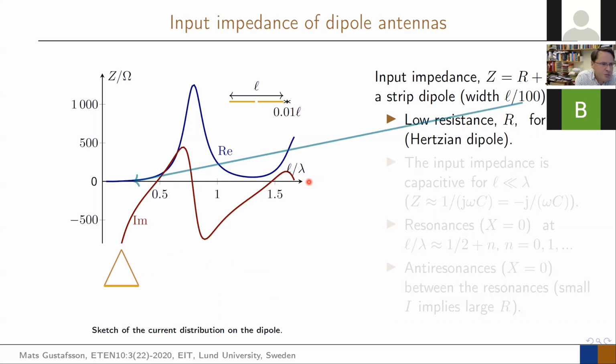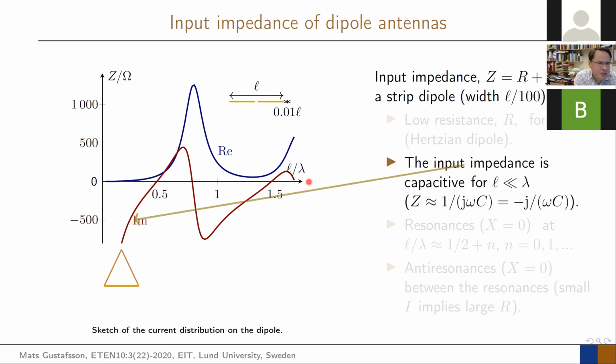So if we look at these ones, we can see here that we have a low resistance for the first one, as I mentioned. The input impedance is capacitive for very low frequencies, where L over lambda is a small number, so long wavelengths. And that means that it is this circuit part. So you have metal here, you have metal here, you have a gap between them. That is a capacitor. So your antenna has to work like a capacitor.